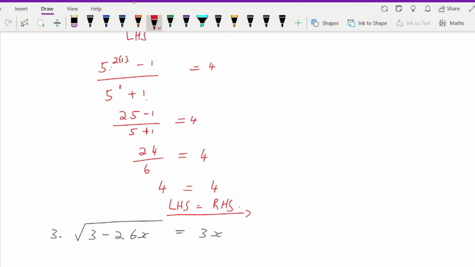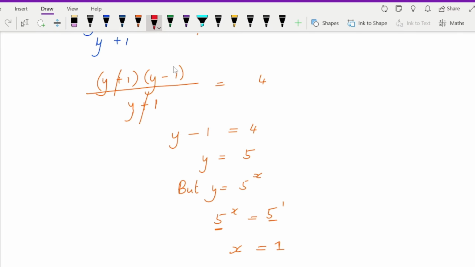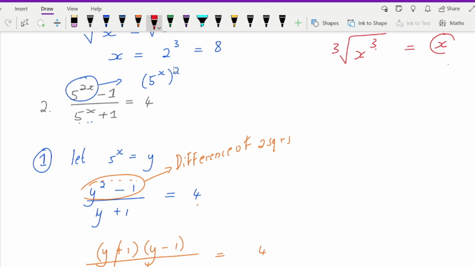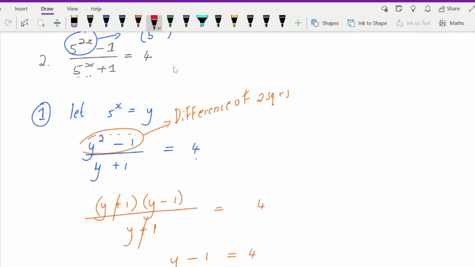So our solution is definitely correct. And then the second approach to this question would be to use, so we have 5^(2x) minus 1 divided by 5^x plus 1 equals 4.